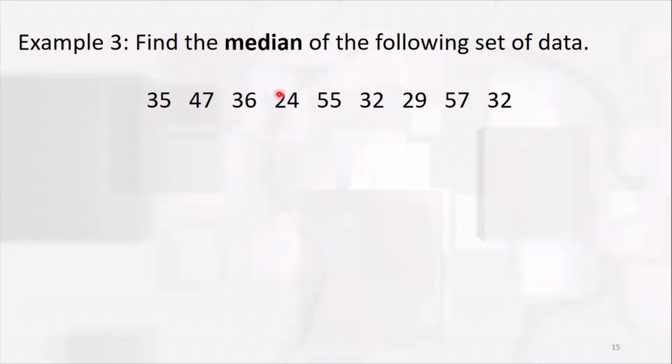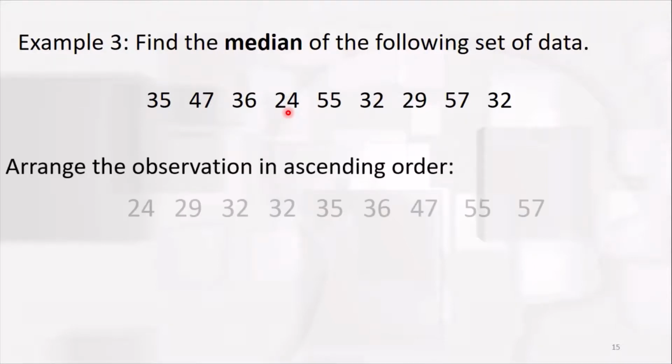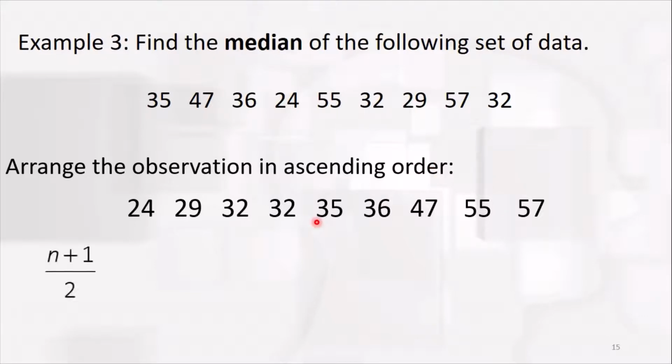smallest to largest. Okay, so the smallest is 24, so arrange lang natin. Okay, 24, 29, 32, 32, 35, 36. So ito na yung arrangement ng data in ascending order. So since ang number of scores natin is odd, meron tayong formula n plus 1 divided by 2. So yung n natin dito is 9. Okay, 9 number of scores. 9 plus 1 would be 10 divided by 2 is 5.